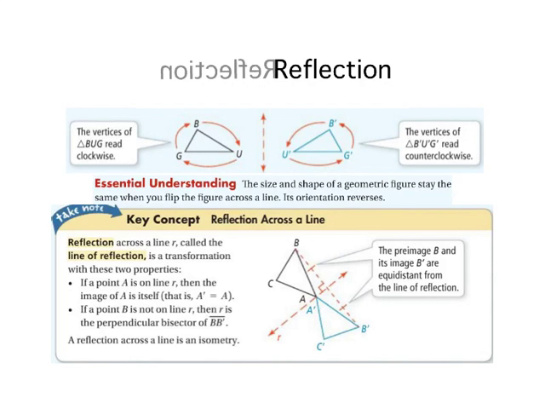A reflection across line R, called the line of reflection, is a transformation with these two properties. If a point A is on line R, then the image of A is itself, so A prime will equal A. If a point B is not on line R, then line R is the perpendicular bisector of line B, B prime. A reflection across a line is an isometry. Notice that the pre-image of point B and its image, point B prime, are equidistant from the line of reflection.